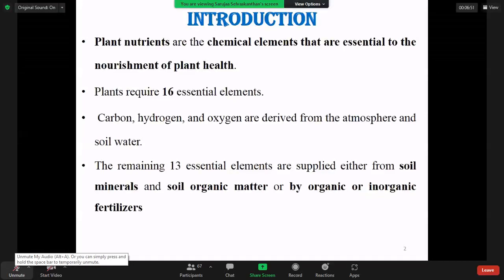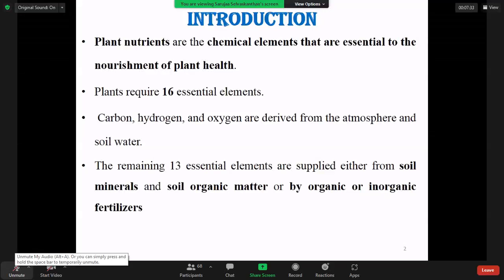In biology, in the A level, you studied the plant nutrition and the characteristics of plant nutrition, no? Normally plants require 16 essential elements. As you already know, carbon, hydrogen, oxygen are derived from the atmosphere and soil water. They are obtained from the atmosphere, soil or water to the plant. These carbon, hydrogen, oxygen are called by a specific name.